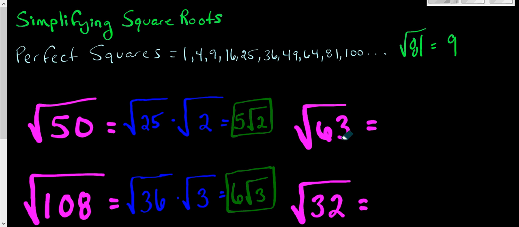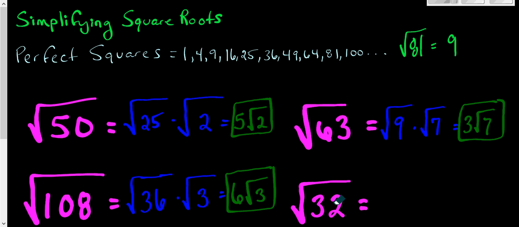63 now. So same kind of process. We look at these and we say, okay, could 36 or 25, maybe 16? I'm going to try the 9. Let's see if 9 goes in there. So I'm thinking, well, 9 times 7 is 63. So it looks like that's going to be a good fit. Square root of 9 is 3. So we'll have a 3 there, and keep that square root of 7.